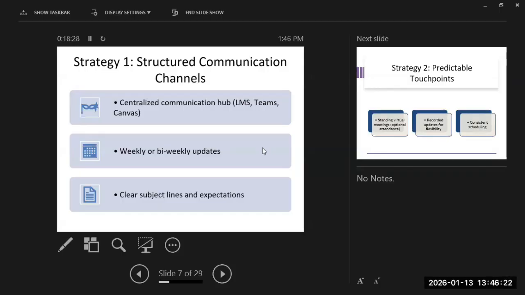Clear subject lines and expectations. I always like this one. When you're sending an email, if the subject line can just say whether you really need to read this or not, that could help, especially with our adjuncts, letting them know, hey, I really need to read this. I need to pay attention to this. I think that would be helpful.